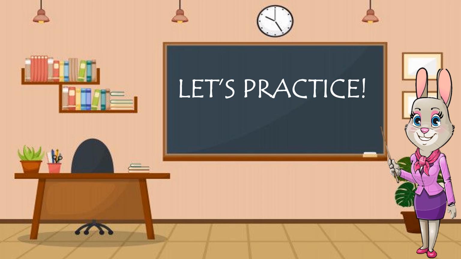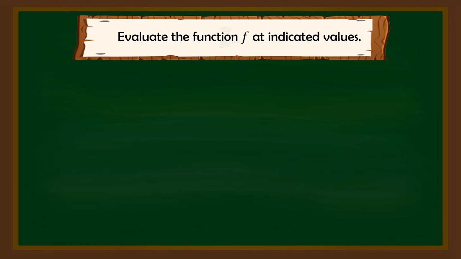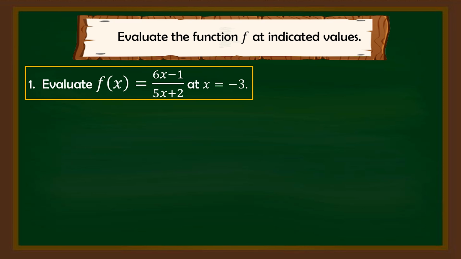Now it's your turn. Let's practice. Evaluate the function f at indicated values. First, evaluate f of x is equal to 6x minus 1 over 5x plus 2 at x is equal to negative 3.